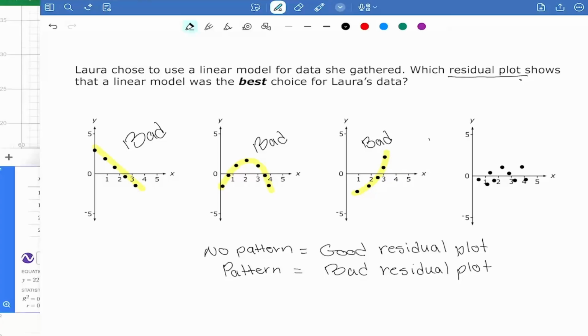Okay, and then the last one. In this last one, we can't really follow the dots like we did in the other 3. So because we can't follow the dots, there's no pattern. That means this is the good or the best choice that we have. So no pattern tells us that we have a good choice here as an answer. So out of the 4 choices that we have provided, the last one was the one that makes a good residual plot.